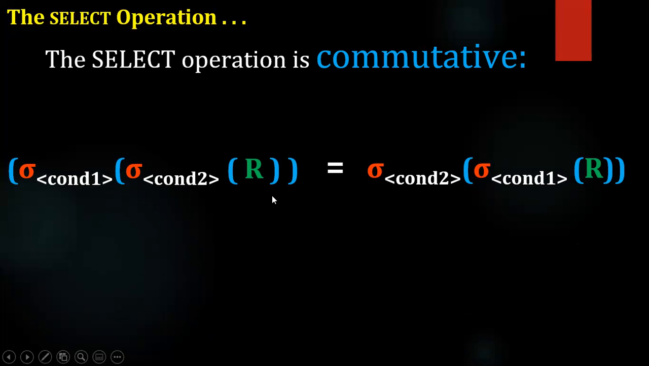It is just like I want to find the details of the employee who belongs to department 4 and whose salary is 50,000. First I extract the details of all the employees from department 4. Then from those employees, I select only those who satisfy salary greater than 50. Then I will change the order. From the employee table, I will select all the employees whose salary is greater than 50. Then from those, I will select only those who belong to department number 4. So the result is one and the same. So we can say the select operation is commutative.